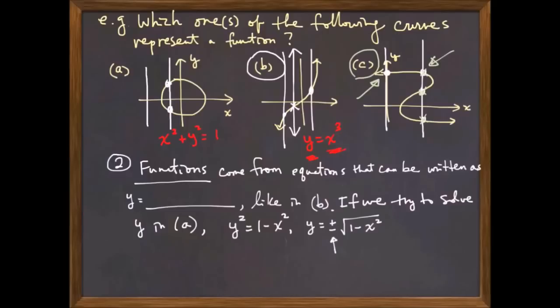The fact that you actually have plus or minus tells you there are two different values for each x value you put in. Imagine picking a single x value here, you will always get two different y values associated with it because of the plus or minus sign. That is why it fails the vertical line test.